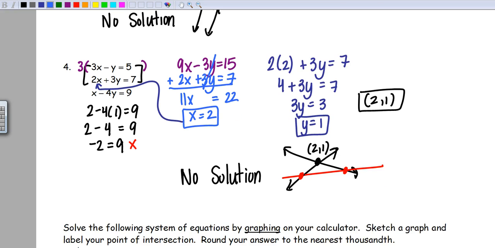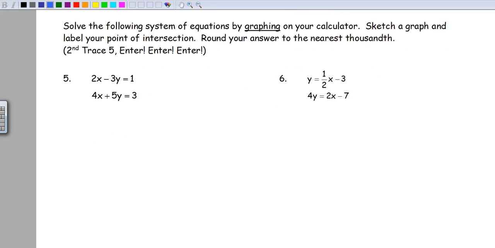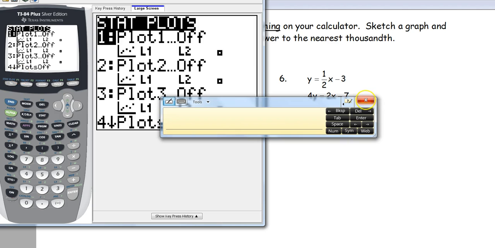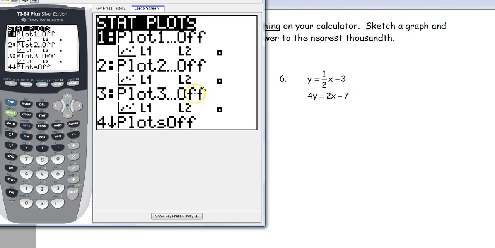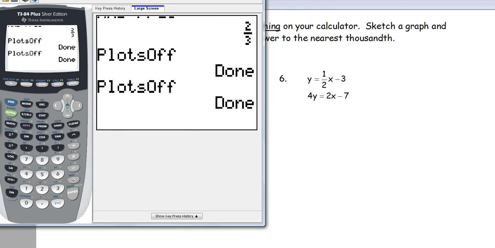All right, we are going to end today with solving by graphing. So you're going to need your graphing calculator, obviously. We're just going to draw a sketch and we're going to round our answer to the nearest thousandth. So the first thing that you want to do is press second, stat plot, and make sure that all of your plots are off. If you're not sure or if one of them says on, you can just press number 4 and enter and that will take care of it for you.